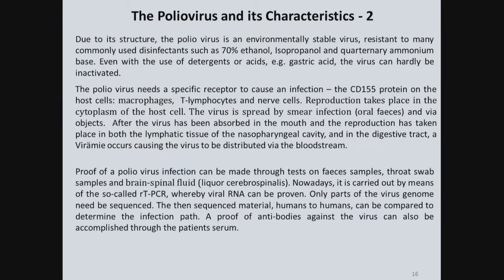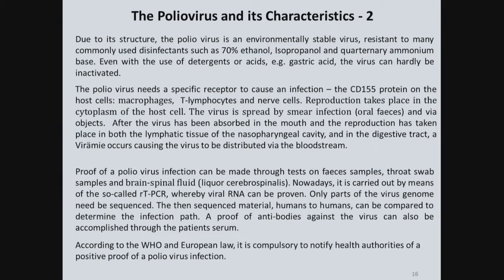Proof of a poliovirus infection can be made through tests on feces samples, throat swab samples, and brain spinal fluid, liquor cerebrospinalis. Nowadays it is carried out by means of the so-called RT-PCR, whereby viral RNA can be proven. Only parts of the virus genome need to be sequenced. The then sequenced material, from human to human, can be compared to determine the infection path. A proof of antibodies against the virus can also be accomplished through the patient's serum. According to the World Health Organization and European law, it is compulsory to notify health authorities of a positive proof of a poliovirus infection.